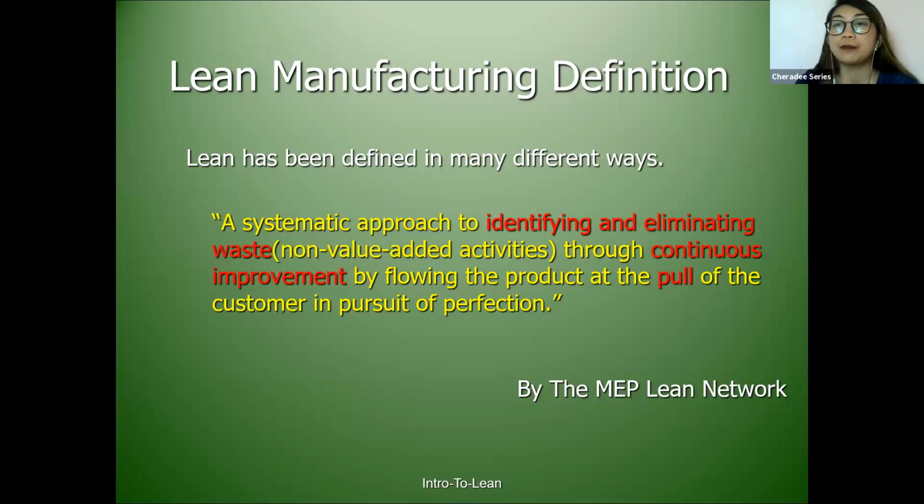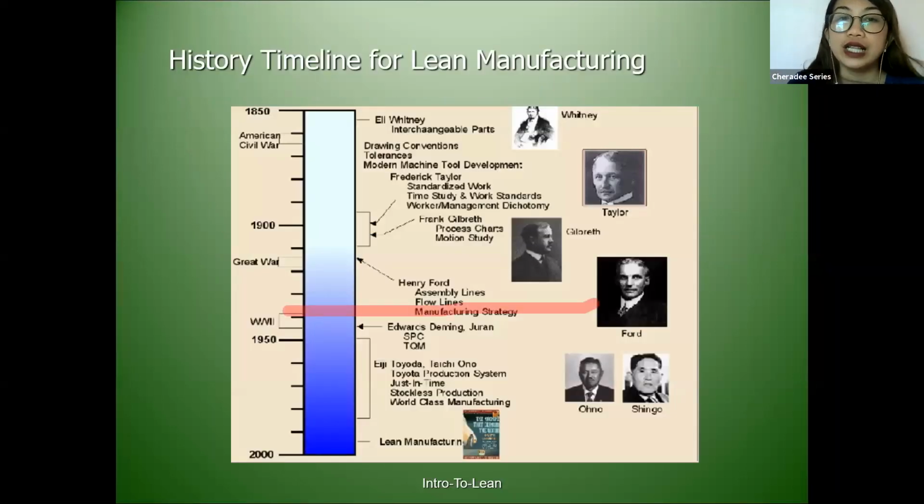So when we say at the pull of the customer, by the time the customer takes the product, or by the time the customer buys the product, it is in the pursuit of perfection. Although perfection is not realistic, the Japanese concept is that the processes will be perfect, meaning no non-value adding activities. Okay? Next. Now, this is the historical timeline for lean manufacturing.